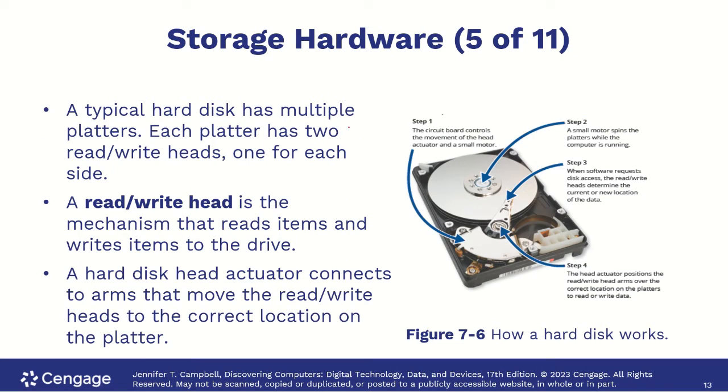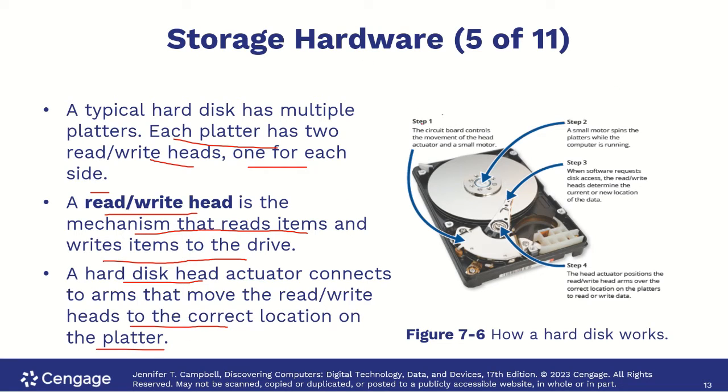A typical hard disk has multiple platters. Each platter has two read-write heads, one for each side. A read-write head is the mechanism that reads items from and writes items to the drive. A hard disk head actuator connects to an arm that moves the read-write heads to the correct location on the platter.